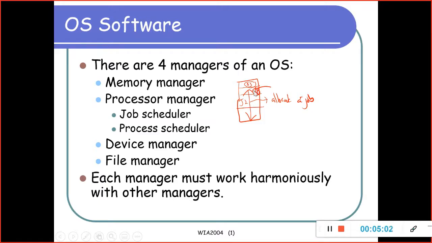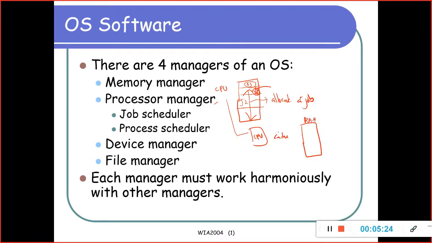And then you have the processor manager. The processor manager means the CPU, central processing unit, which is the heart, the intelligence of the system. It determines how to allocate the CPU. A CPU has its own memory called cache. So this is the CPU, this is the cache, and this is the main memory, RAM.